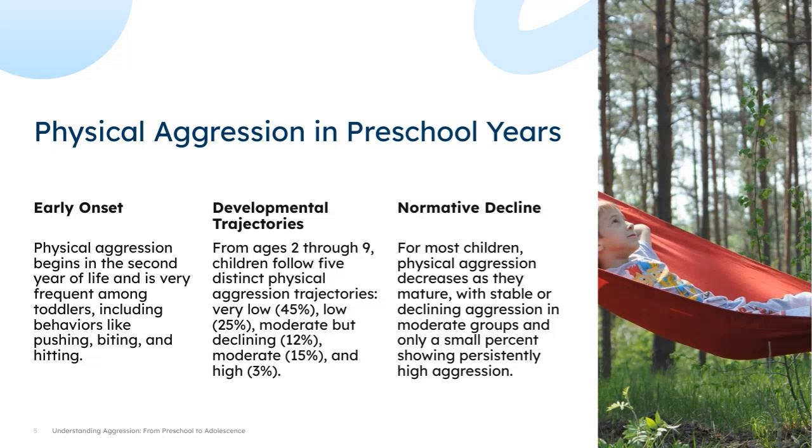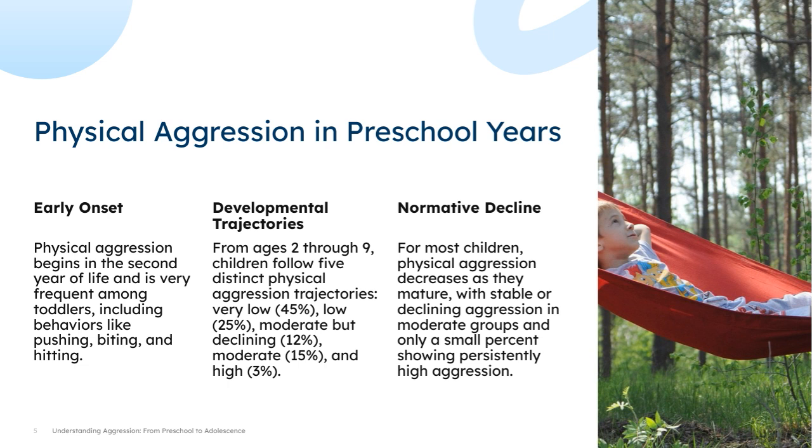Physical aggression often begins very early, typically around the second year of life. During this toddler stage, behaviors like pushing, biting, and hitting are quite common. As children grow from age 2 through 9, their aggression follows one of 5 distinct paths. Almost half of them display very low aggression, about a quarter show low levels, while some have moderate but declining aggression, and a smaller portion maintain moderate or even high aggression levels. Importantly, for most kids, we see a normative decline in physical aggression as they mature.